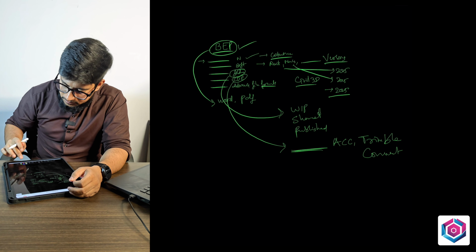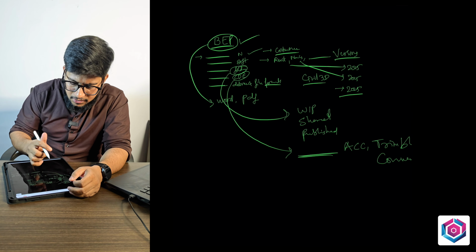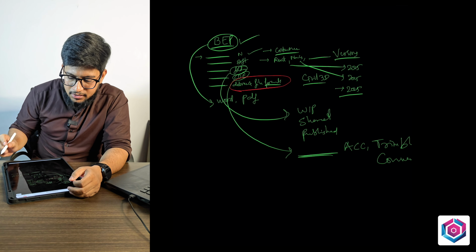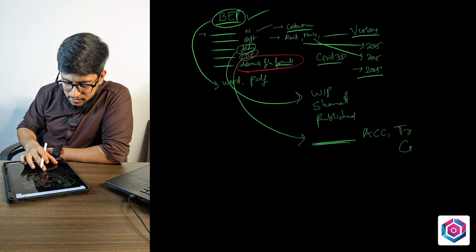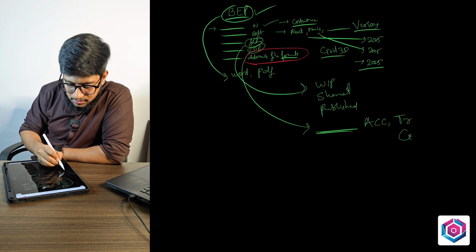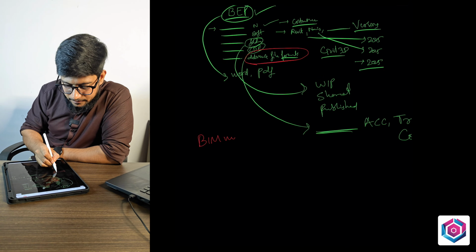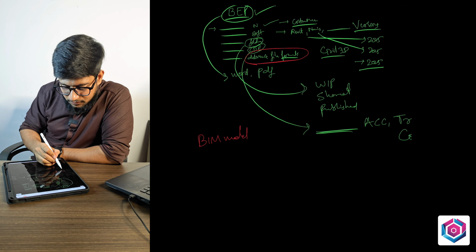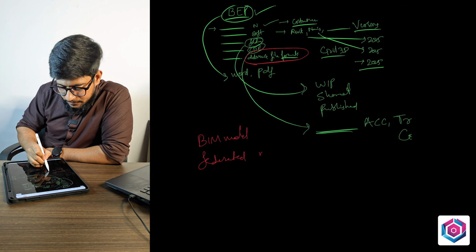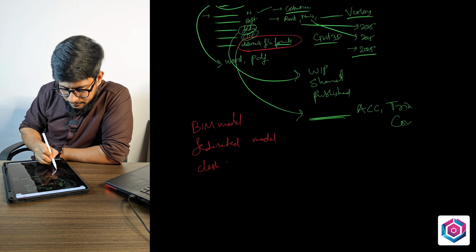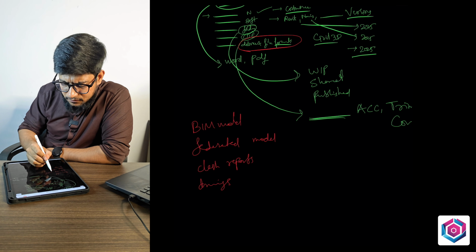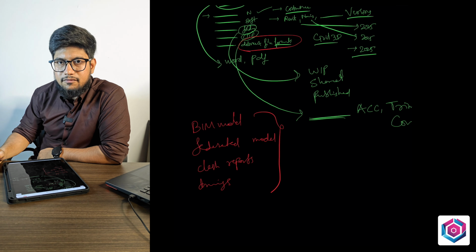Okay, then the next thing, it contains what are the deliverables and file formats, what exactly we need to deliver, and what are the file formats. Like we need to deliver, let's say, one BIM model, okay, and we need to deliver for example a federated model, okay, let's say we need to deliver clash reports, okay, we need to deliver drawings. So for all of these things, what are the file formats?